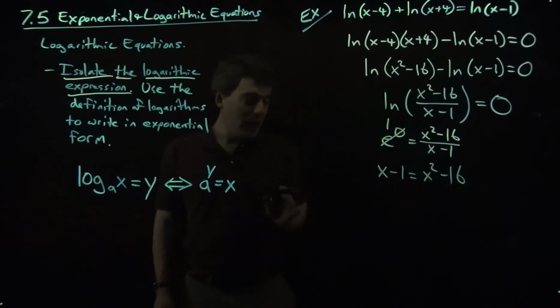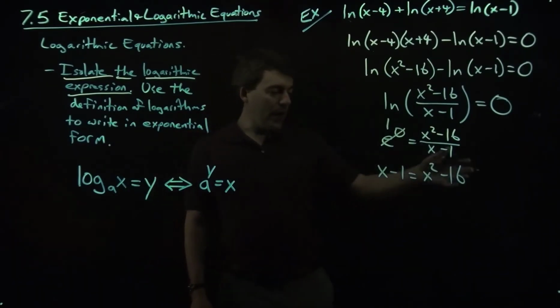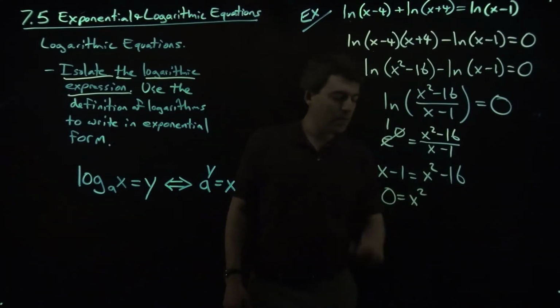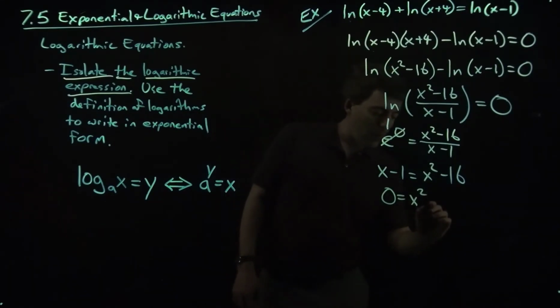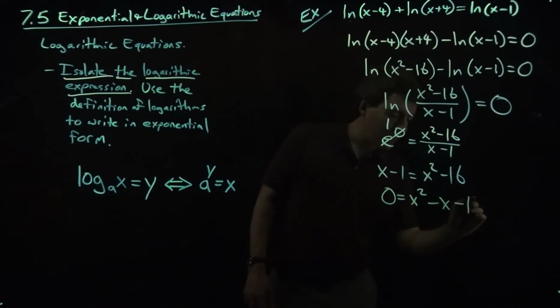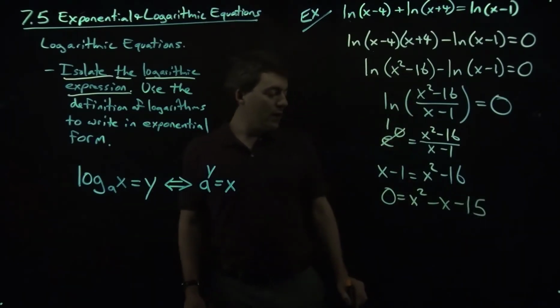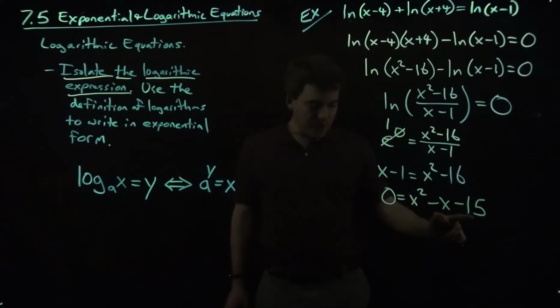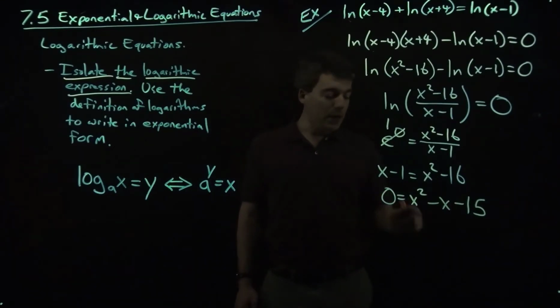This is just a quadratic equation, and so we'll solve that, getting everything on one side, and we'll see what we have here. So we have x squared. Let's see, we want to subtract the x. We want to add the 1. So x squared minus x minus 15. All right, now this doesn't factor, so we'll need to use the quadratic formula on it.